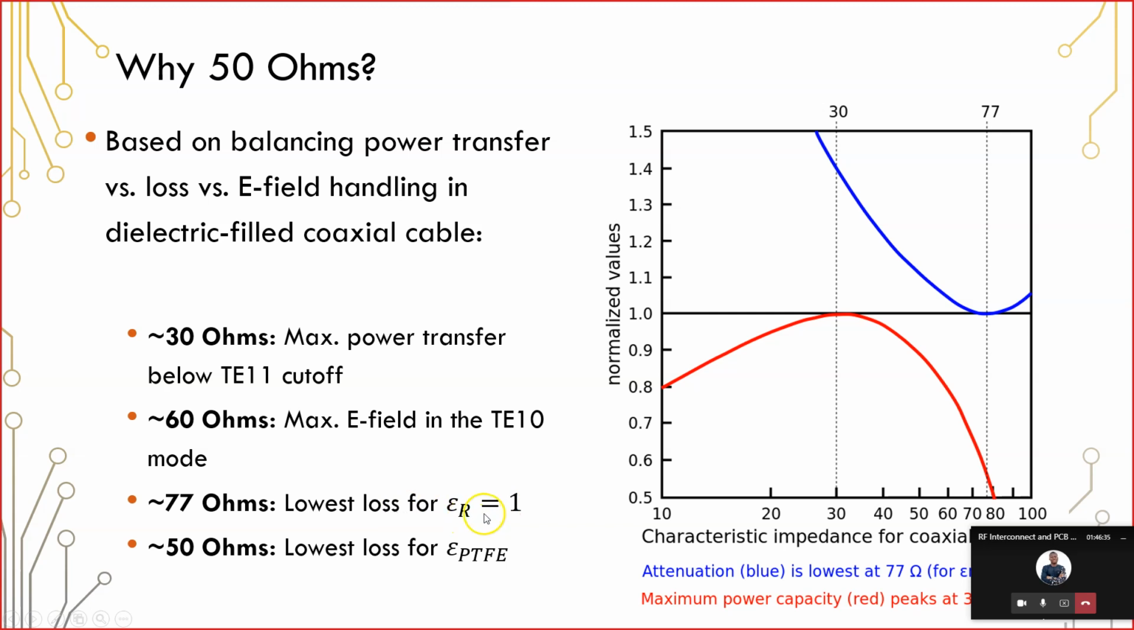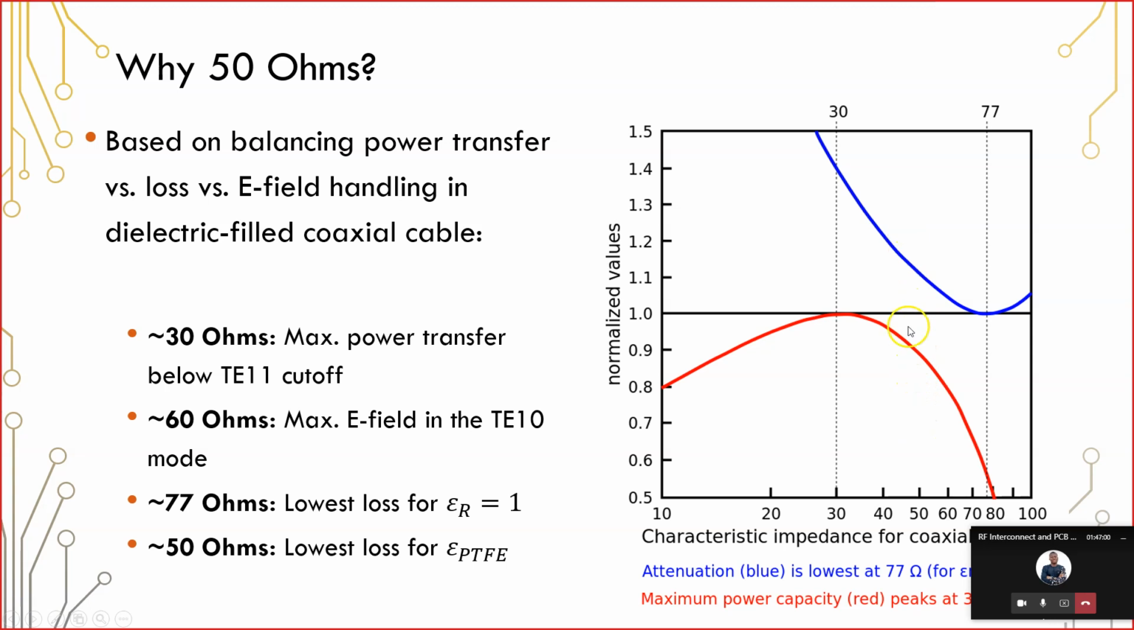is equal to 1. It just turns out if you take that coaxial cable and you fill it with PTFE, the same material used in Rogers or Arlon substrates, it just so happens you get the lowest loss right at 50 ohms. It's not exactly at 50 ohms, but it's close enough. And so, of course, we just settle on 50 ohms.